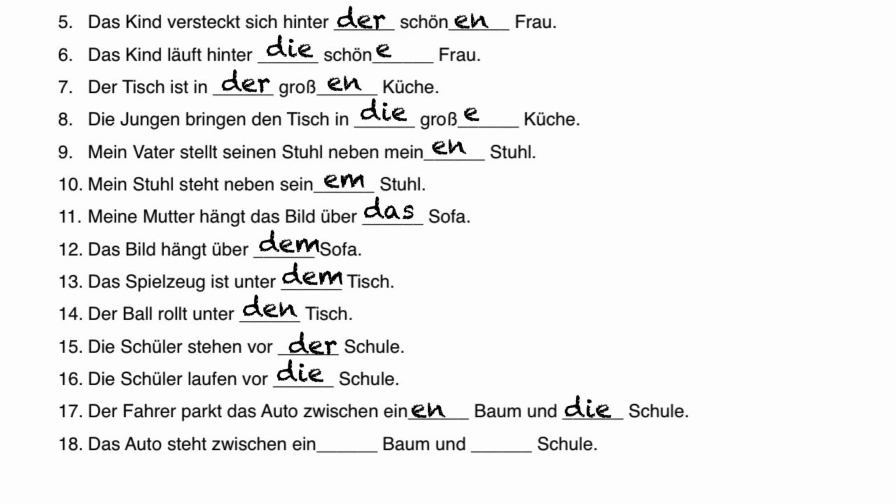Das Auto steht. Stehen is going to be used with the dative case almost exclusively. The car stands. Where is it? Zwischen einem Baum und der Schule. It's between a tree and the school.